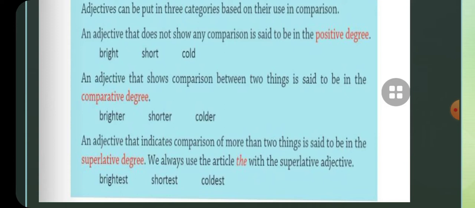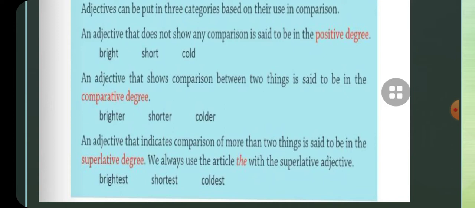We add er to the adjective. Third one, an adjective that indicates comparison of more than two things is said to be in the superlative degree. We always use the article the with the superlative degree. When we compare more than two things, it is said to be superlative degree, and we add the article the before it. The adjective is written like this: brightest, shortest, coldest.